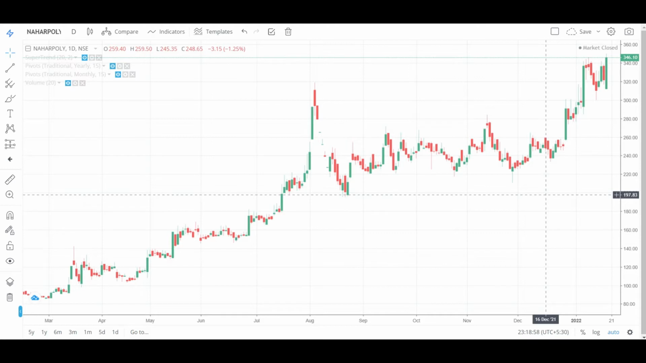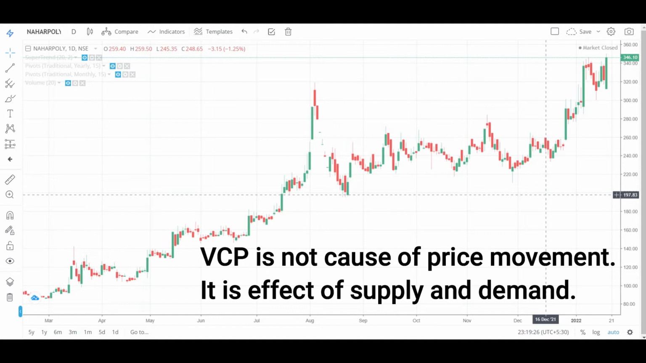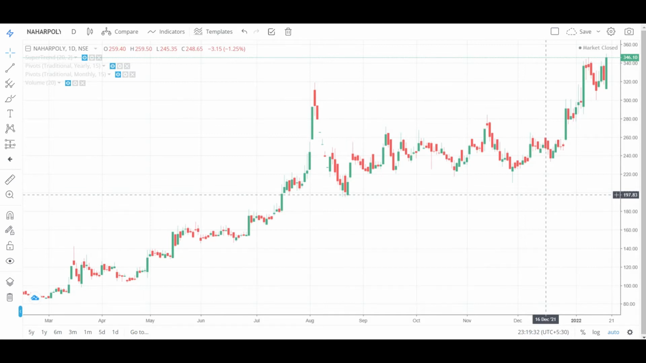Let's start. First of all, VCP as a pattern is more than 100 years old. It was there 100 years ago, and it is going to remain after 100 years. This is claimed by Mark Minervini. Also remember, it is not the cause of price movement, instead it is the effect of supply and demand. Keep this in mind.